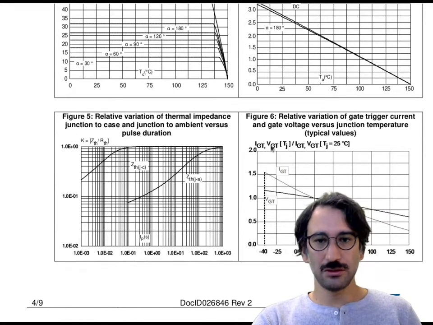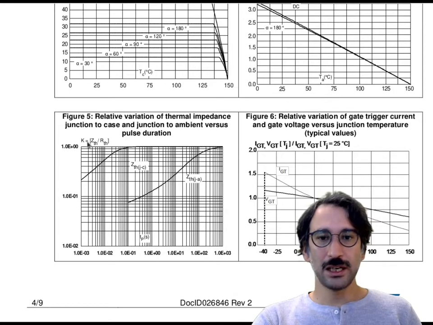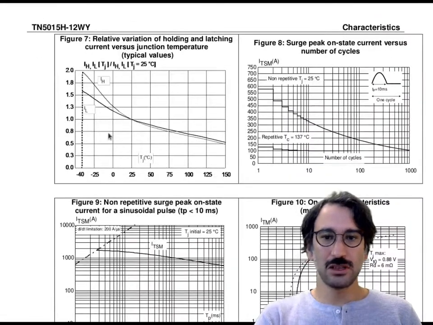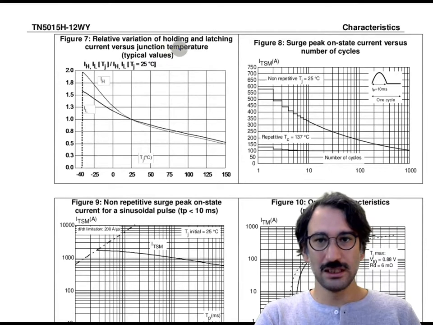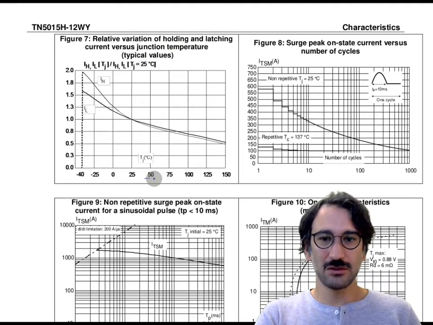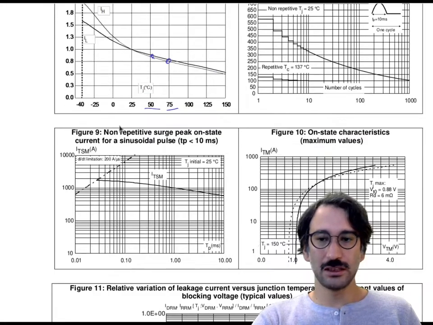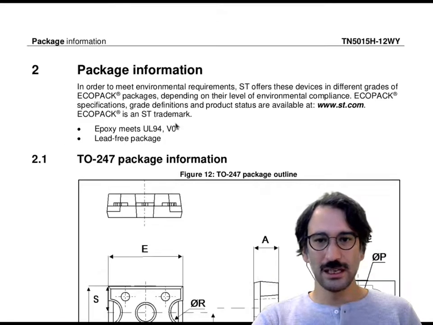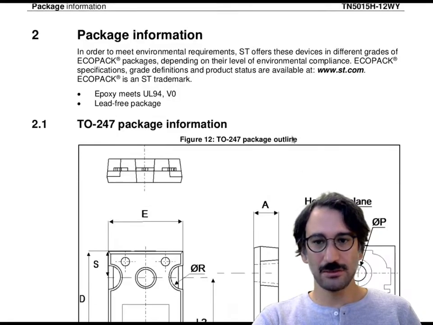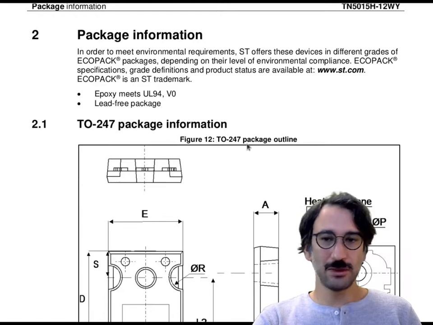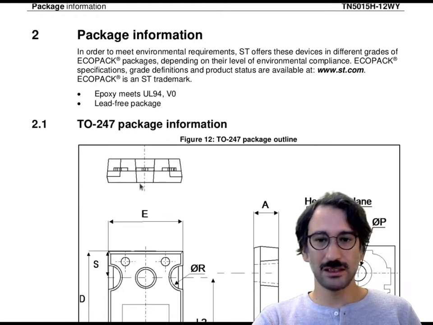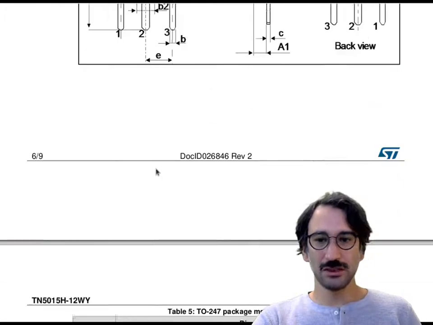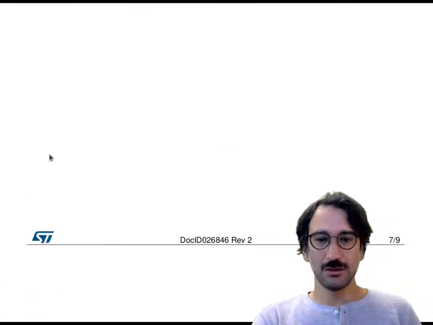But once you have decided on your device, it will be helpful to look at all those graphs. For example, this is the holding and latching current with temperature. So depending on your operating conditions, you can check if your device will work as supposed or not. Anyway, this is a TO247 package. This is a common transistor package. You can find all the information for your PCB design software and that kind of thing. If you need, there are all the dimensions that you require.